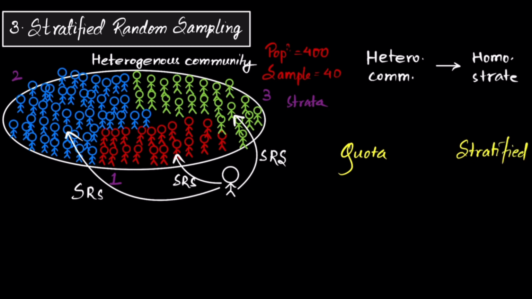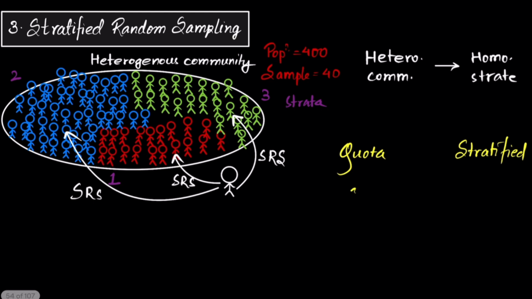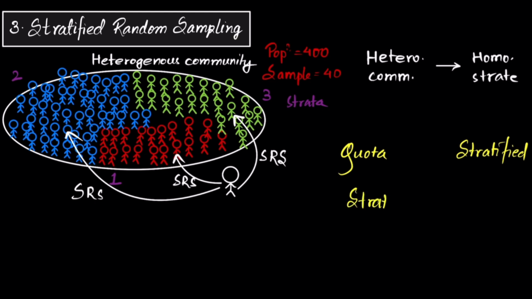In quota sampling, the whole community is first divided into strata, and then on these strata, convenience sampling is done. That's why it is not random. In stratified sampling, the whole community is divided into strata, and then to each individual stratum, simple or systematic random sampling is done, making the sample random and highly representative.